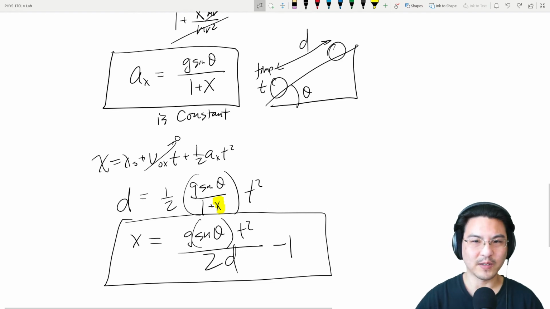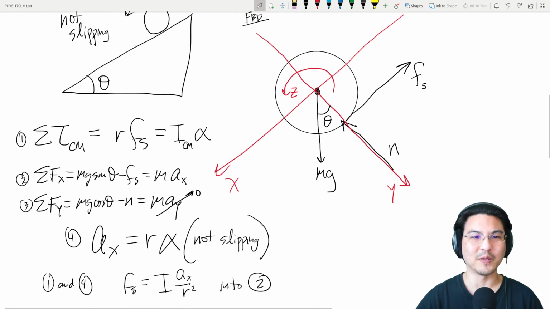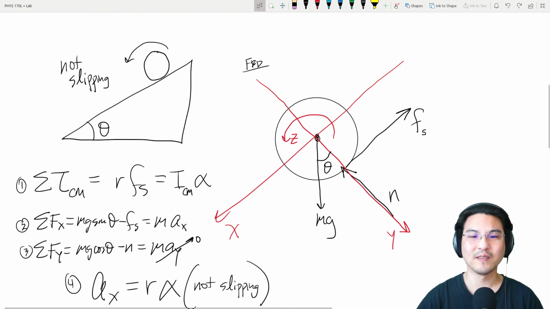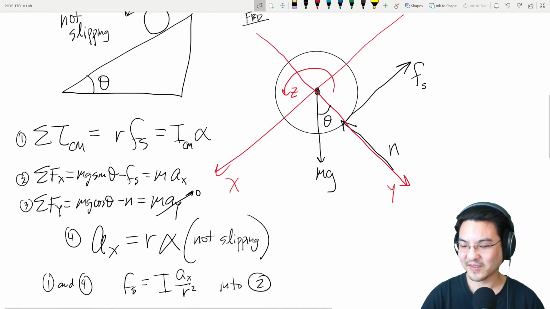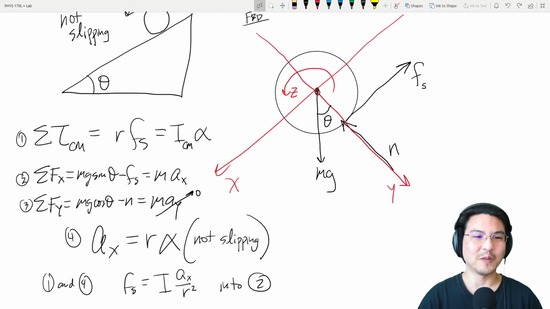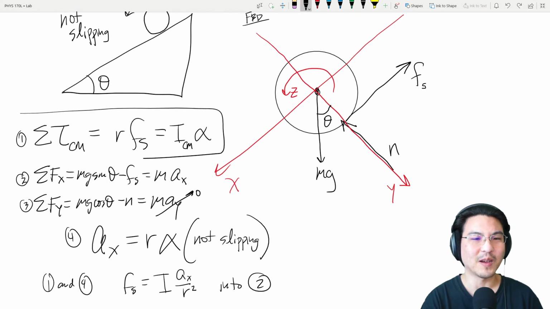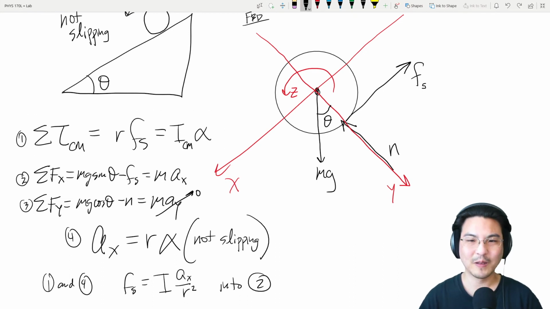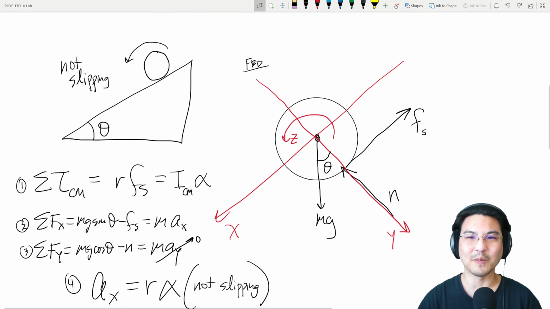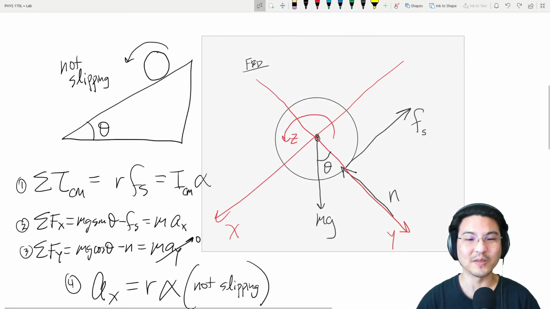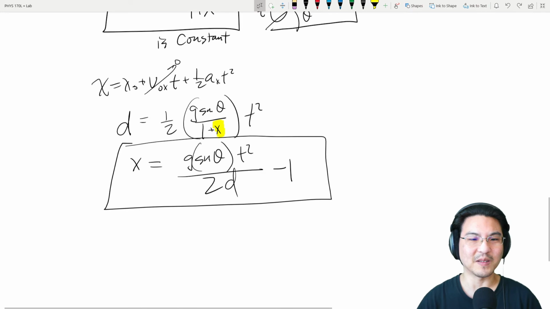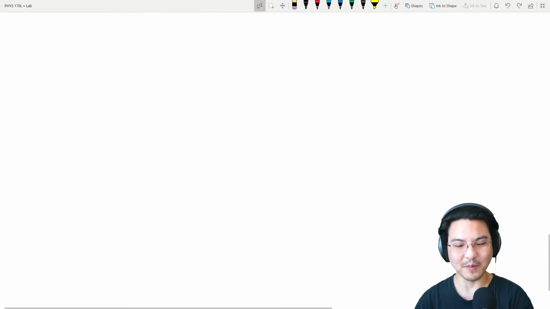Okay, so just for practice, because you still need to know this stuff for the lecture component of the class. You see how here I sum the torque about the center of mass? Let's try summing the torque about somewhere else. Okay, so I'm just going to reuse that same free body diagram.